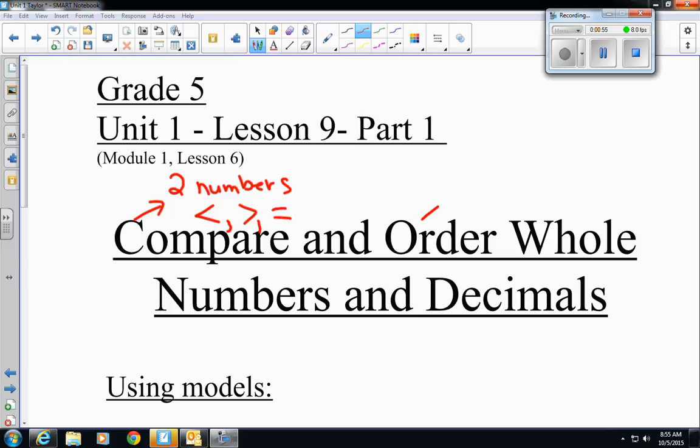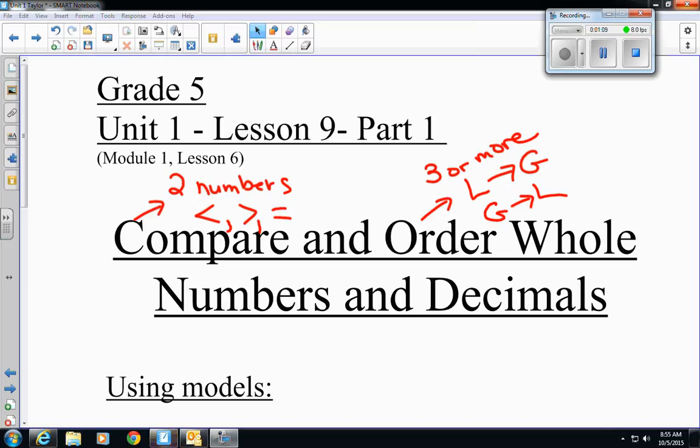And ordering is usually three or more numbers, and you're either putting them in order from least to greatest or greatest to least. You know what the number one mistake there is? They put them in the wrong direction because they didn't look at the directions well enough or they forgot about it. Okay, that's the number one mistake.